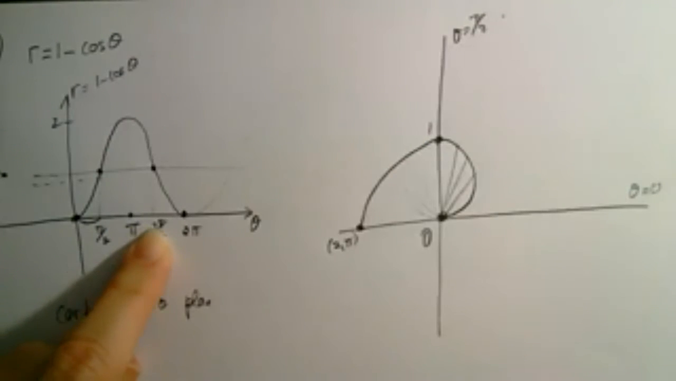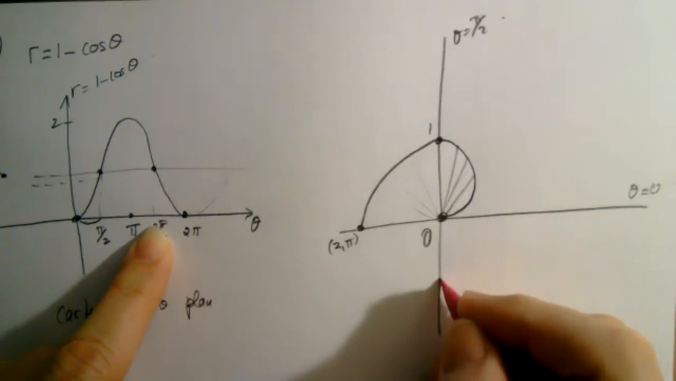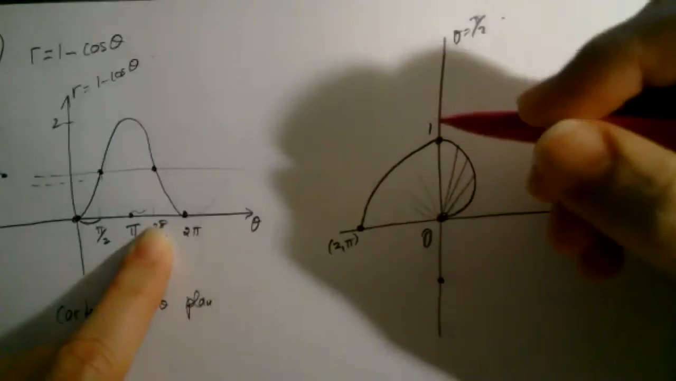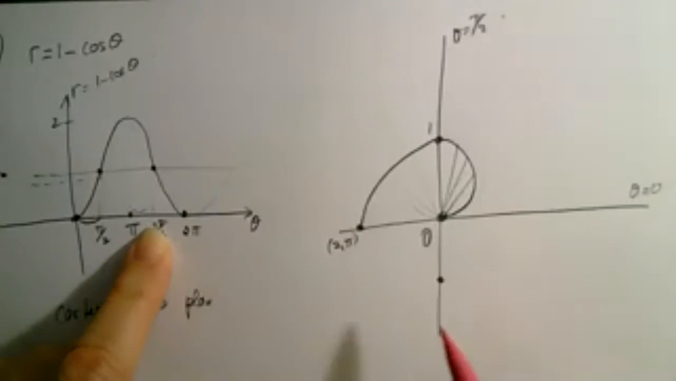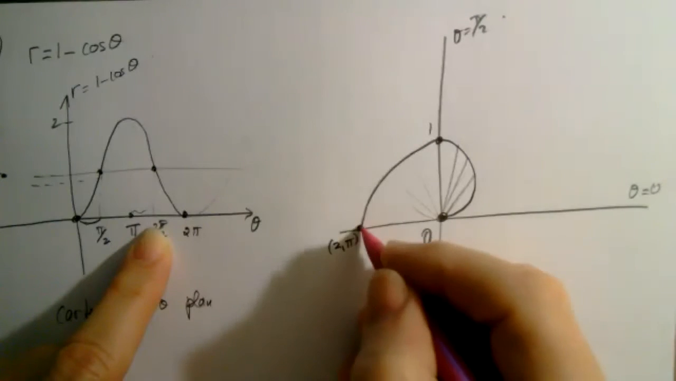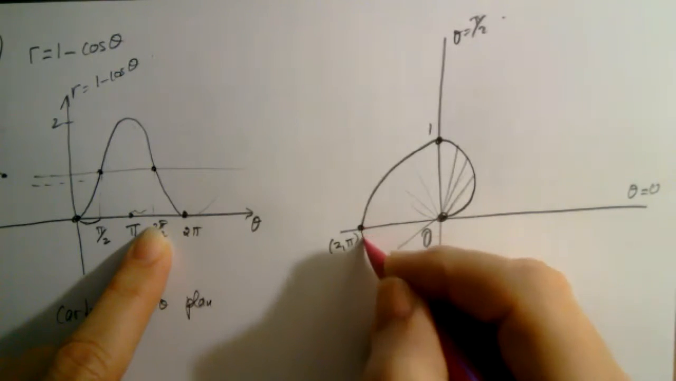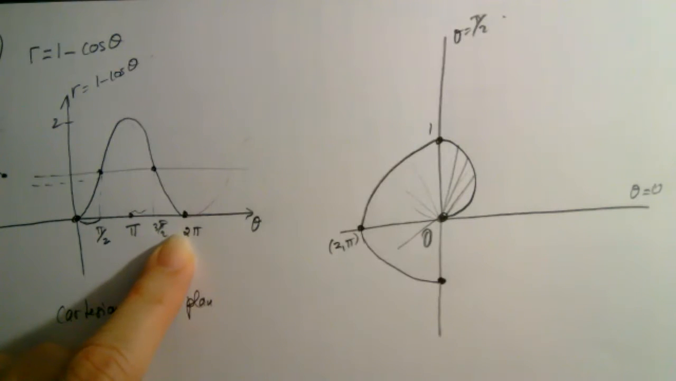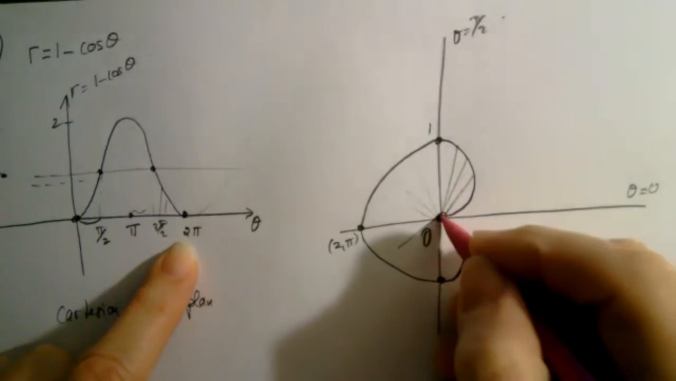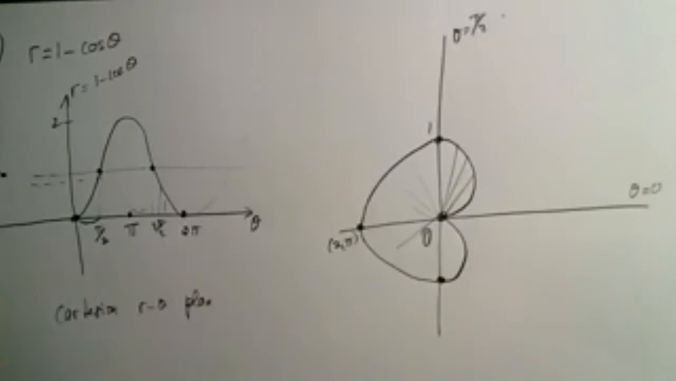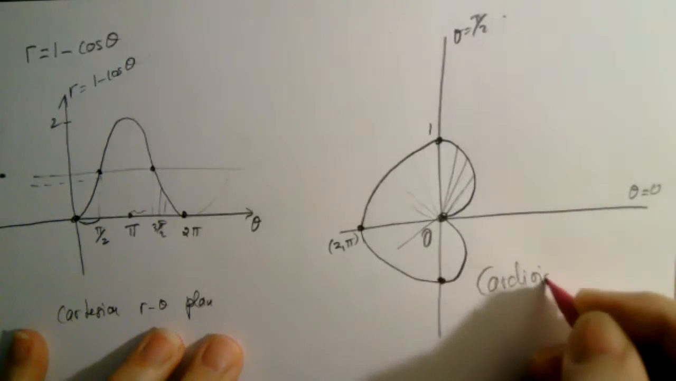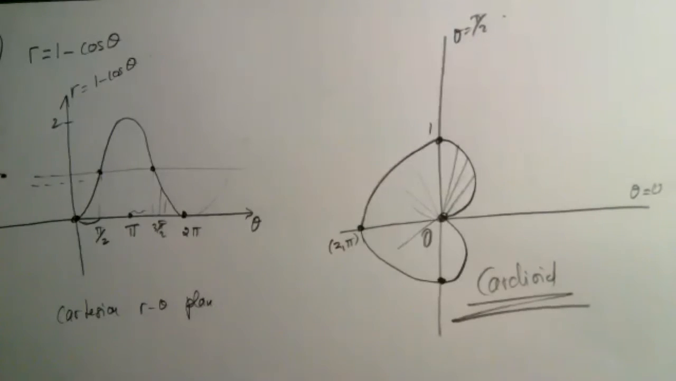Now, at 3 pi over 2, I am right here. Between pi and 3 pi over 2, my r is decreasing. So my r is right here, and it's getting less and less. It was at 2 right there. Between 3 pi over 2 and 2 pi, my r keeps decreasing. At 2 pi, I am at 0, and that's the picture. As you expect, this is called a cardioid, simply because it looks like a heart.